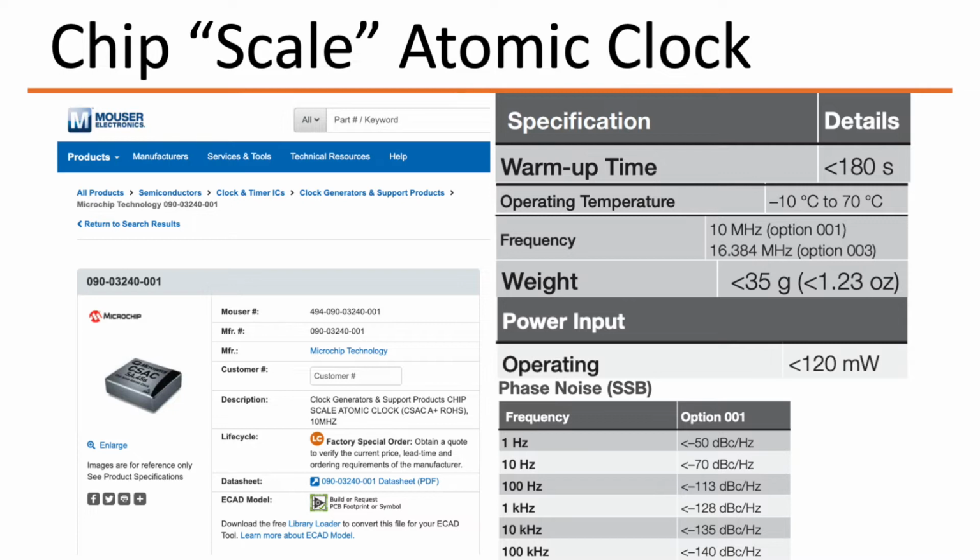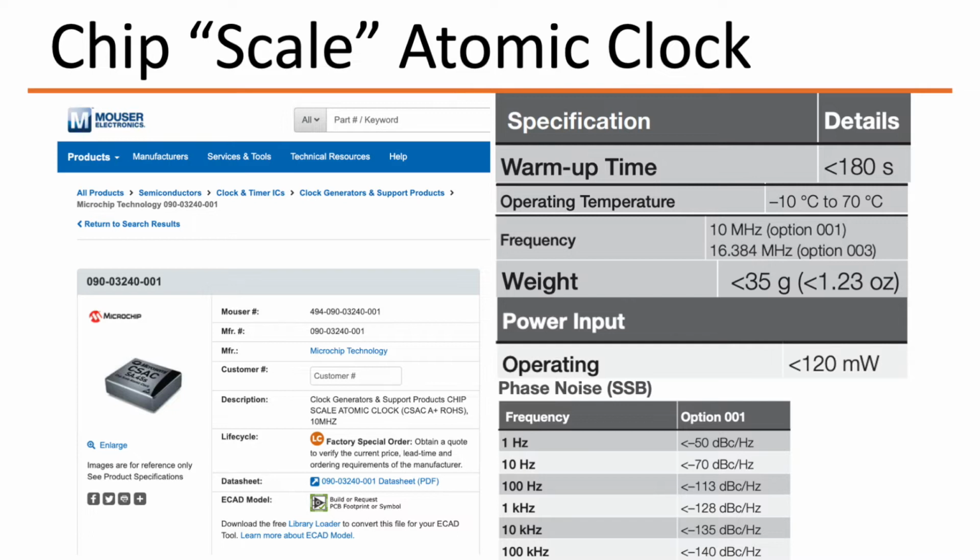Now it turns out that atomic clocks are integratable, right? Barely. This is a very large chip, quote unquote, at 35 grams. It has a few problems though. For instance, it's not very dynamic. Having to wait 3 minutes for your clock to start is unreasonable for many systems. The operating temperature range is shallow, so this can never go onto a vehicle, for instance. The frequency is only 10 megahertz, and it doesn't have a perfect output.